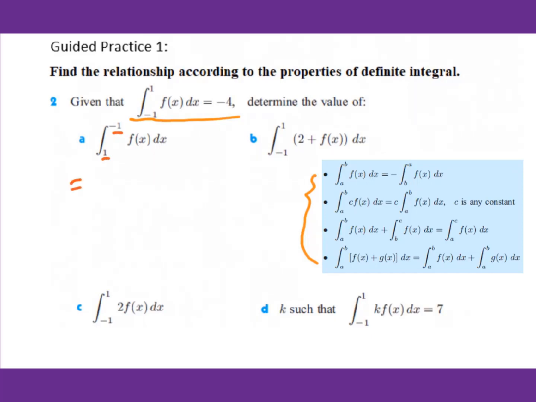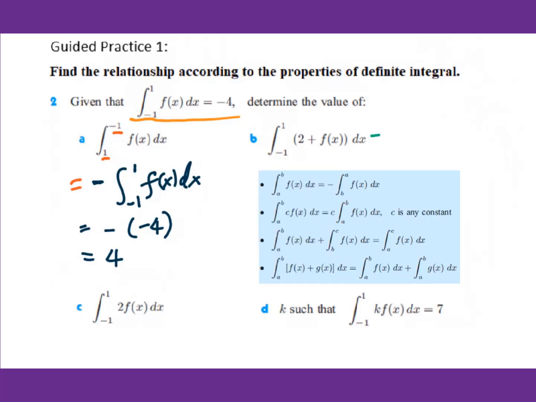That equals negative definite integral of f of x from -1 to 1 equals negative -4 equals 4.